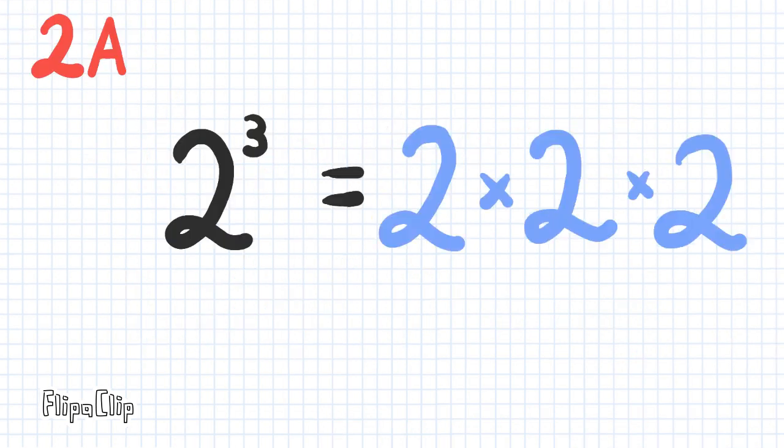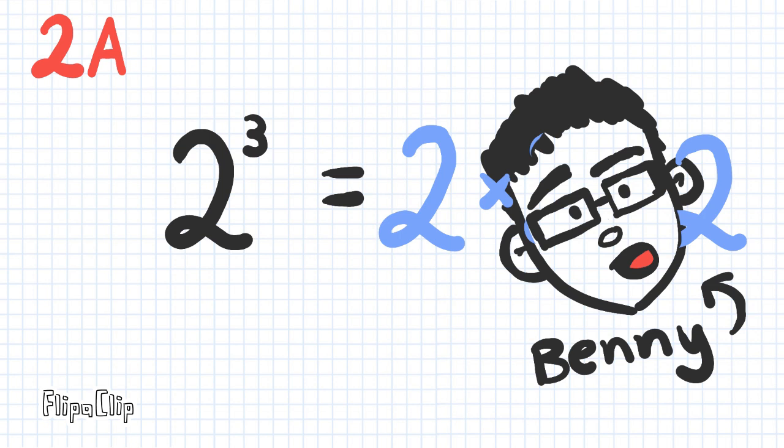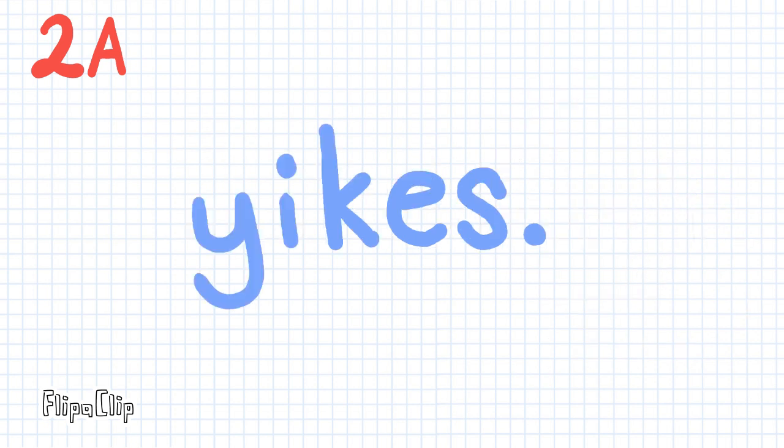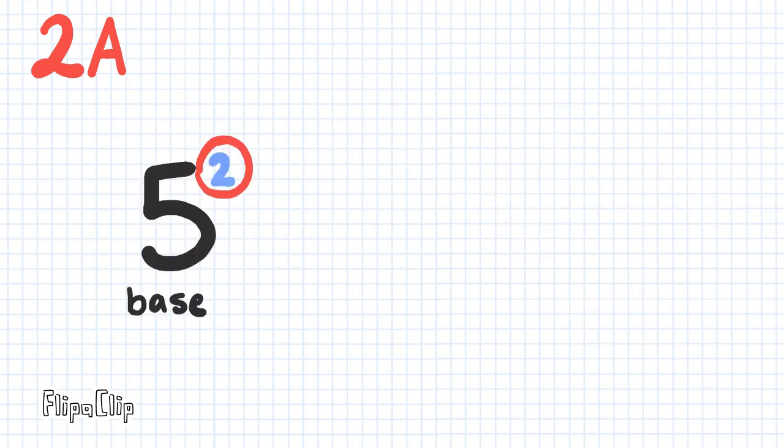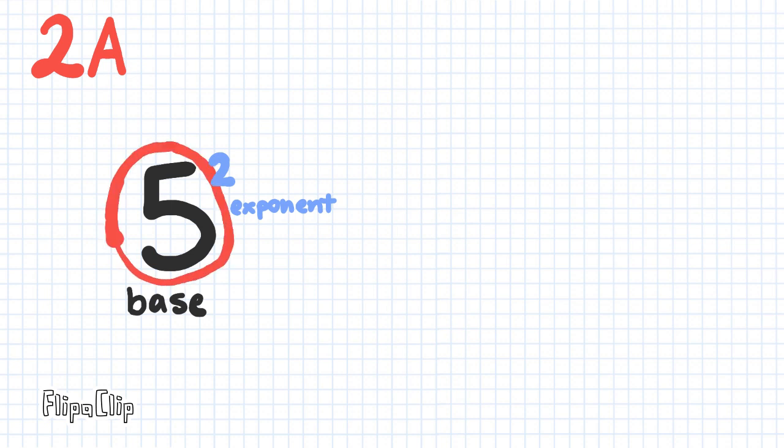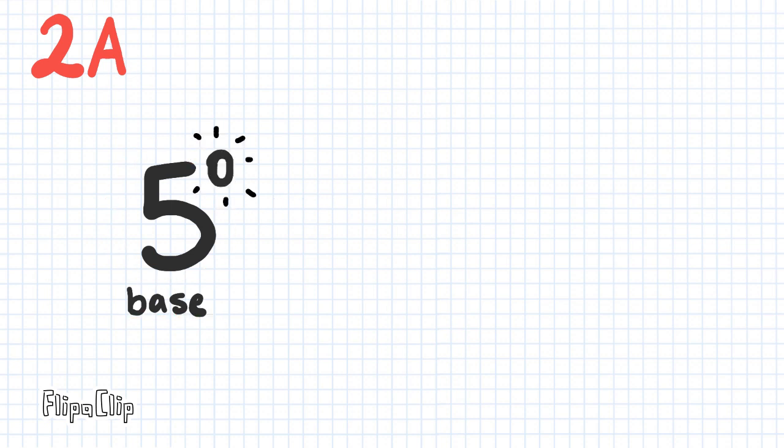Exponents or powers tell you how many times a number is multiplied by itself. Hopefully you already know this. If not, well, then yikes. There are two parts. This part is referred to as the exponent, and this part is the base. Anything to the power of 0 is 1.